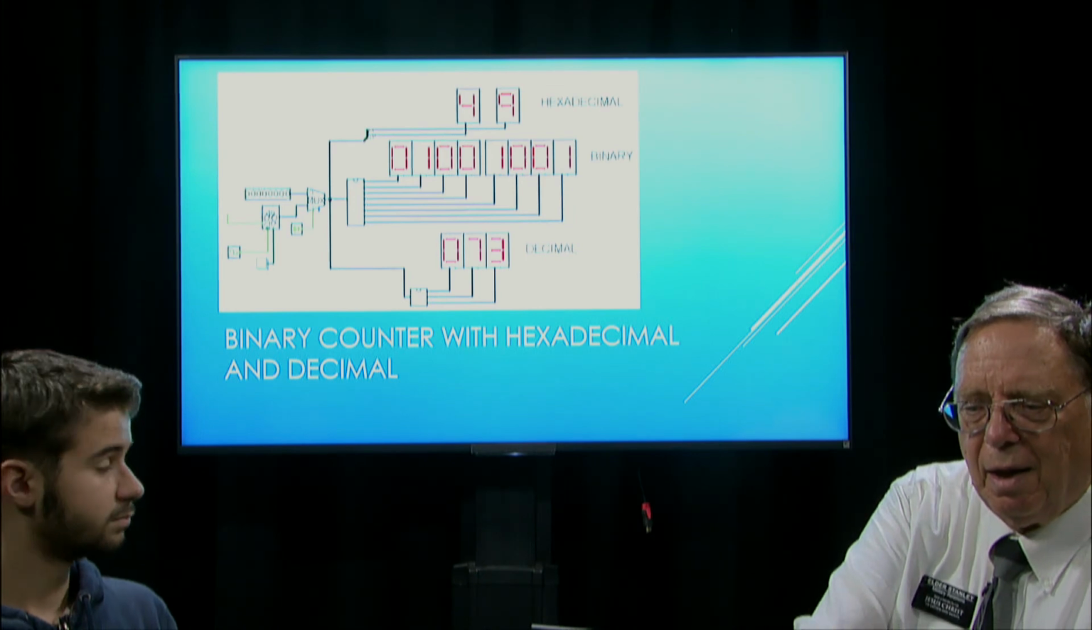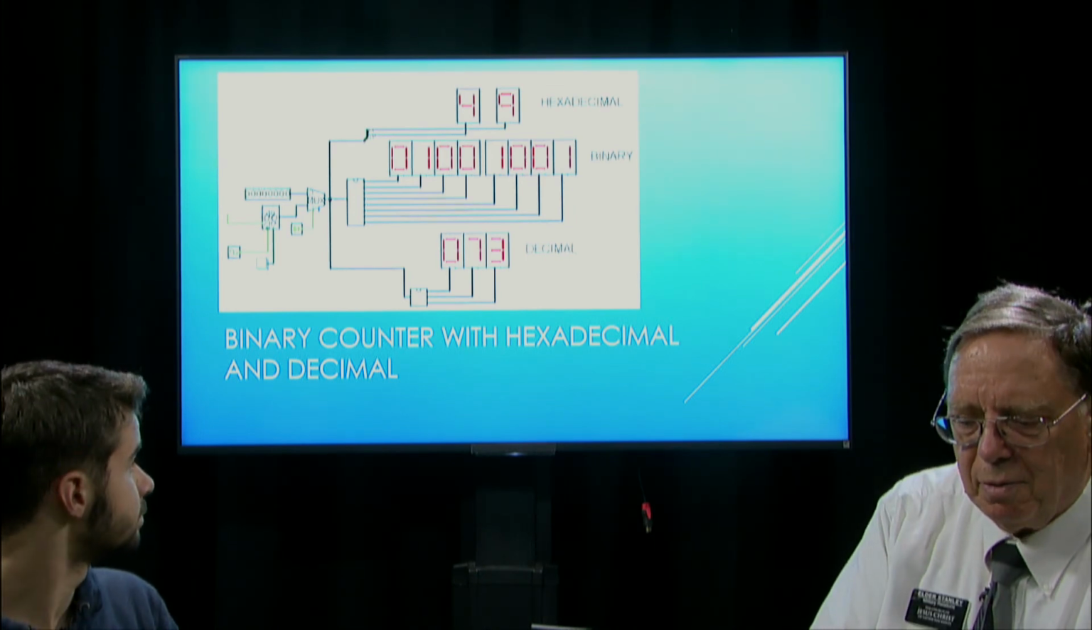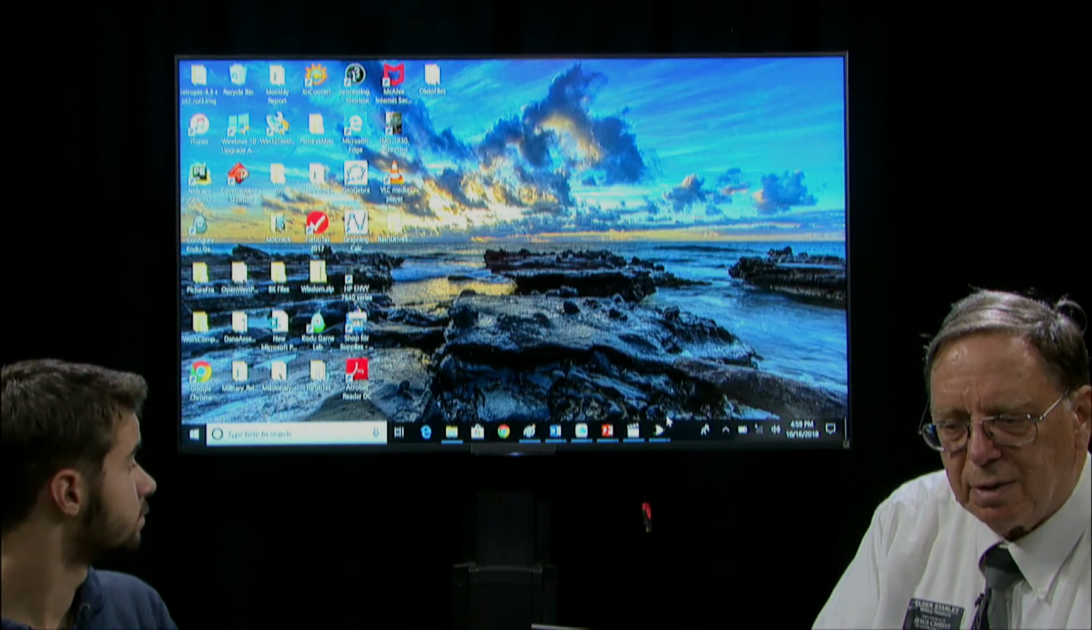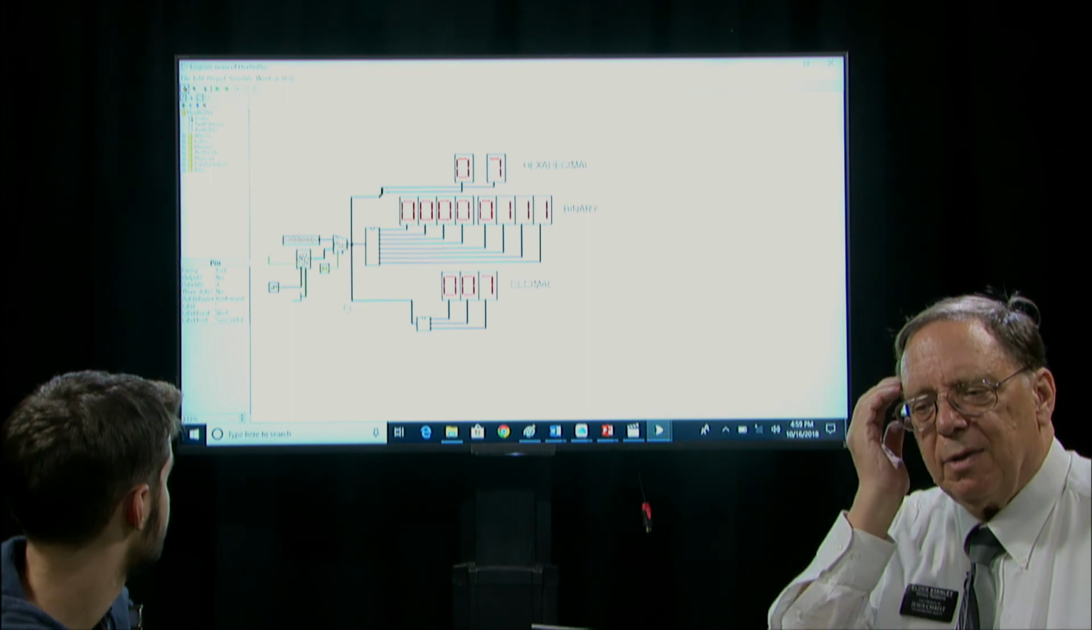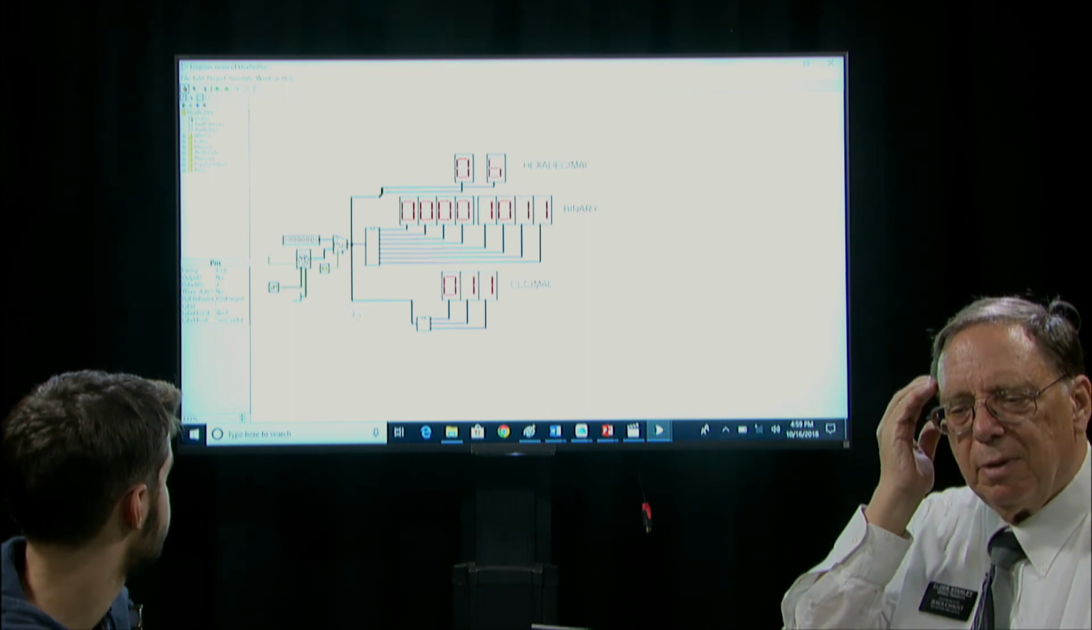Okay, here's our binary counter with hexadecimal on there. Let's look at this work. Okay, we'll start this one going, and then we'll slow it down, let's make it 4 hertz. We'll enable it right here. We'll turn this on right here. Now you can see it counting in hexadecimal.